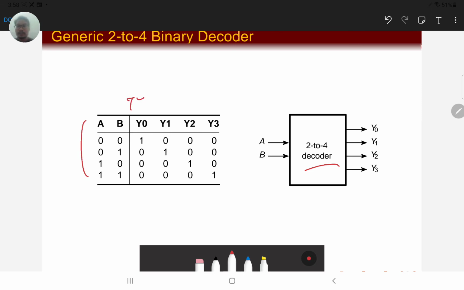Here is the truth table. We can clearly see from here that if we supply a 0, 0, then we are going to get 1, 0, 0, 0 according to the truth table. If we supply a 0, 1, we are going to get 0, 1, 0, 0. So what happened here is when we give 0, 0, we are expecting y0 equals to 1. When we give 0, 1, we are expecting y1 equals to 1. When we give 1, 0, it's number 2, and y3 is 3. Then we can also derive the Boolean equation.